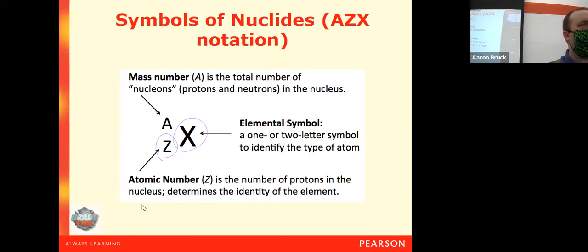The atomic number dictates, identifies the element. So my atomic number is 12. My atomic symbol should match that, which means I look at the periodic table and element number 12 is magnesium. Mg would be my value of X.